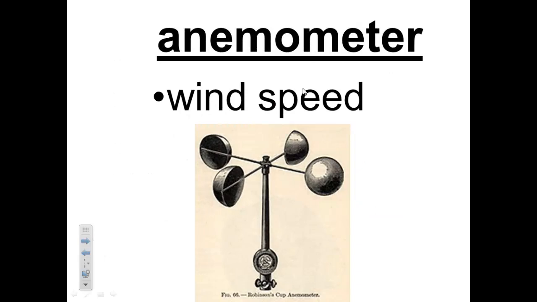An anemometer measures wind speed. The wind makes the cups of the anemometer spin around. Cups spin faster as winds move faster. Kind of makes sense.